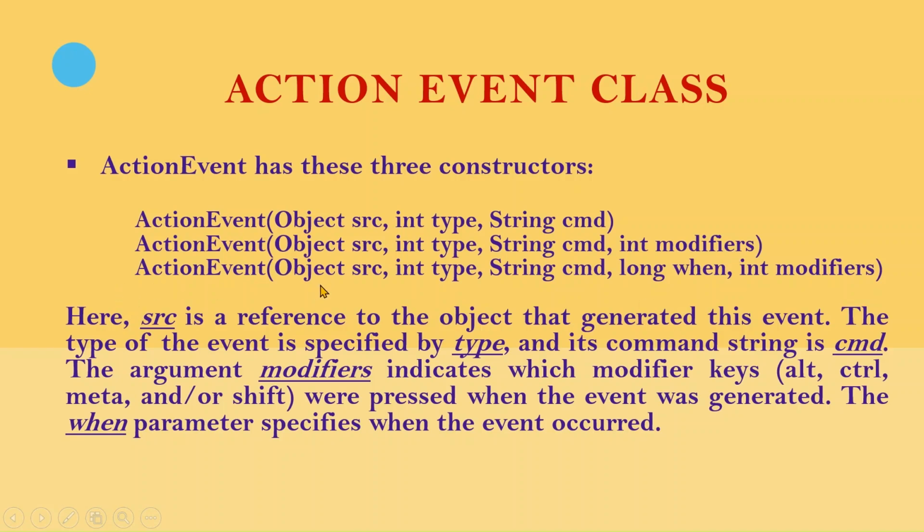Then coming to the third constructor, the first, second, third, and fifth parameters are the same, but here we have an additional one called long when. The when parameter specifies when the event has occurred. Here it is a timestamp, where a date and time combination will be there. When that event occurred, you need to specify it. That's why the data type is long. So these are the 3 constructors you need to use when you go for the action event class.